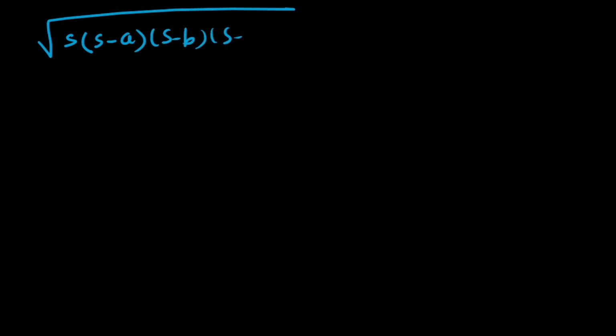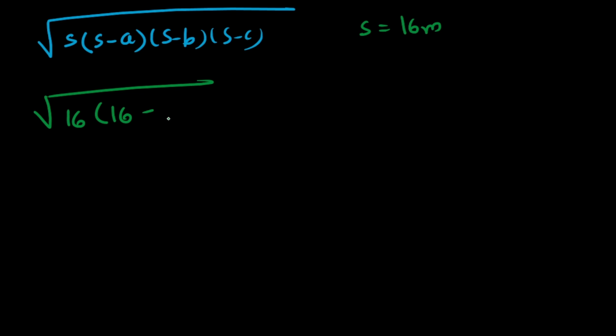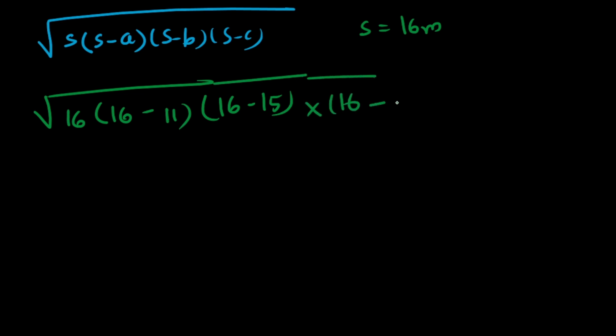Now let us write Heron's formula. Heron's formula is S into S minus A into S minus B into S minus C, right? We have found out our S is 16 meter. So in the place of S we'll write 16 into 16 minus, in the place of A we'll be writing 11, then 16 minus 15, then in the place of C we'll be writing 16 minus 6.